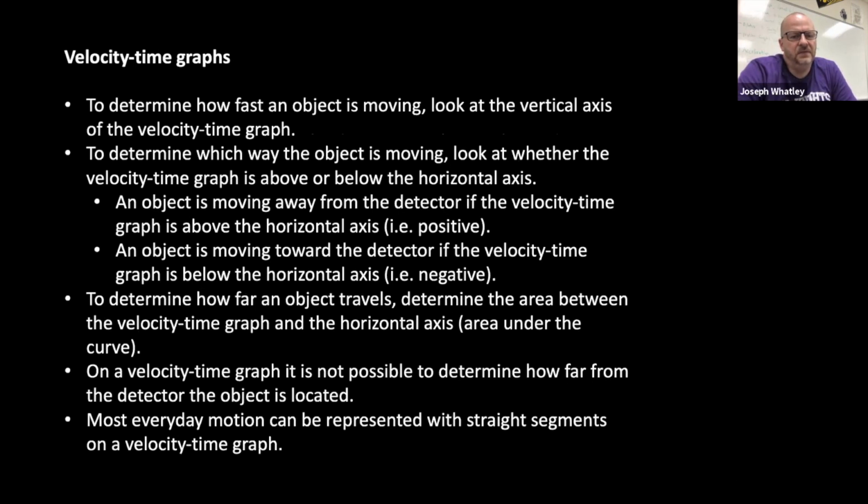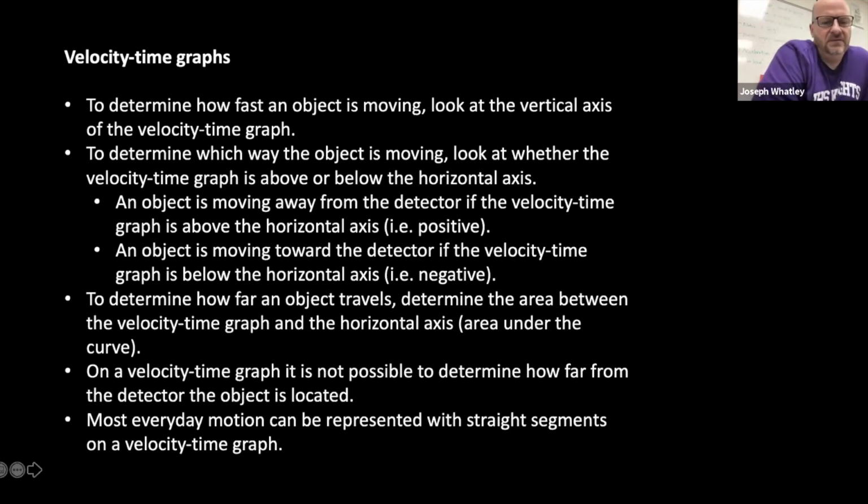To determine how far an object travels, determine the area between the velocity time graph and the horizontal axis, area under the curve. So this is a bit of information we were discussing earlier. On a velocity time graph, it is not possible to determine how far an object is away from the detector, and most everyday motion can be represented with straight segments on a velocity time graph. I'll let you have a couple minutes on this one, and then I want to have someone tell me about that next to last one. We'll get a small discussion going on that one.